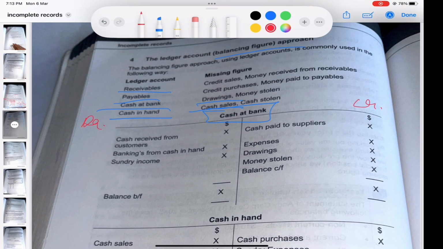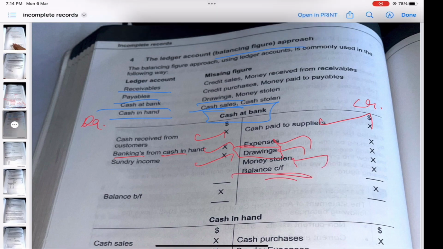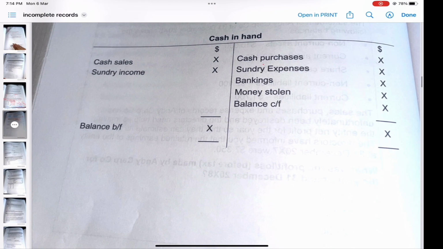So cash at bank, we have a debit balance, we have a credit balance. Cash receipt would increase my cash, so I'm putting it on the debit side. Banking from cash in hand will again be debit. Sundry income will also increase, so debit. Cash paid, cash is going out. Expenses are credit because money is going out. Drawings, money is going out. Money stolen is again money going out, so then we get the balancing figure. Clear?